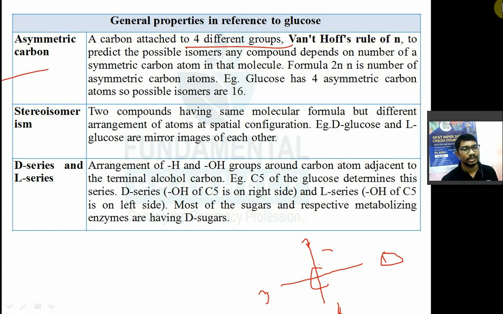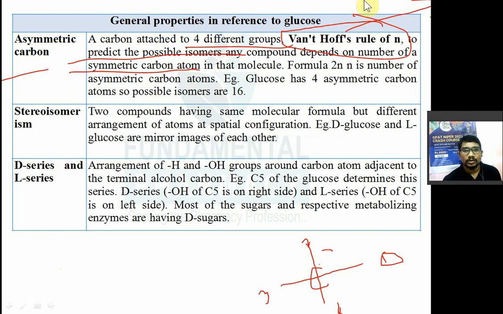So there is one rule known as Van't Hoff's rule of n. It is a rule to predict the number of possible isomers of any compound depending upon the number of asymmetric carbon atoms. How many asymmetric carbon atoms are there in the structure? On the basis of the number of asymmetric carbon atoms, we can calculate the number of isomers.